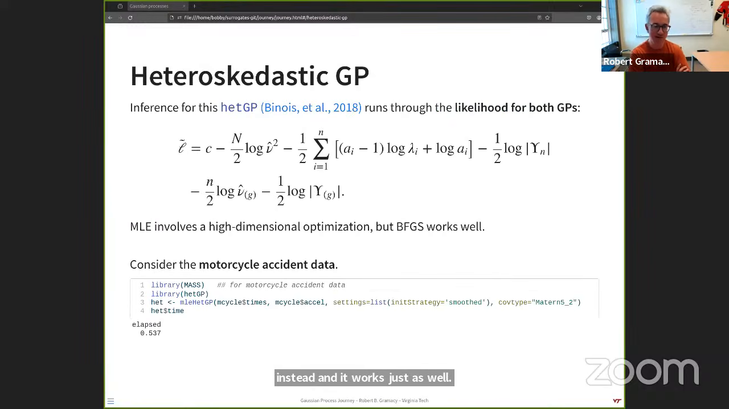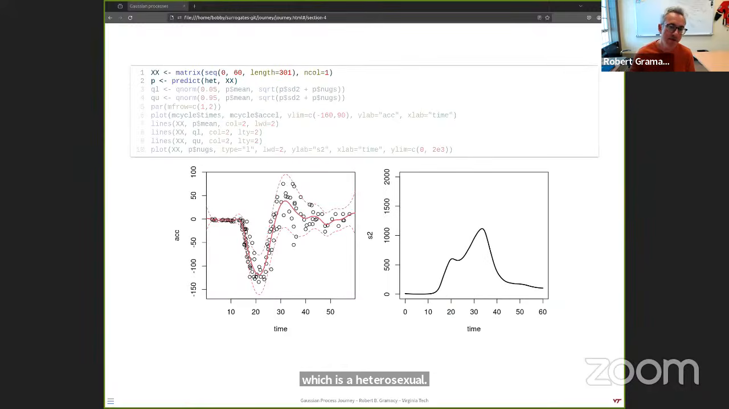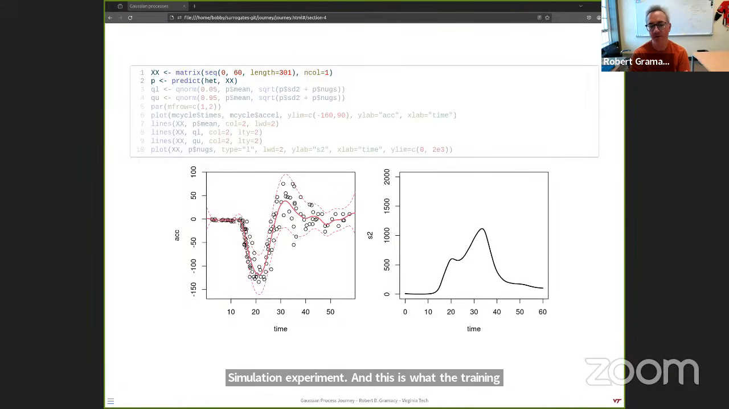So here's the combined likelihood. It uses some notation that we haven't defined. I just wanted to show you that it had a kind of compact formula. And here is a library that fits one of these, what we call heteroscedastic Gaussian processes. So here is mleHetGP on the motorcycle accident data, which is a heteroscedastic simulation experiment. And this is what the training data and the fitted surface look like. On the left is the data and the surface, and on the right is what we learned about the variance function from the training data.